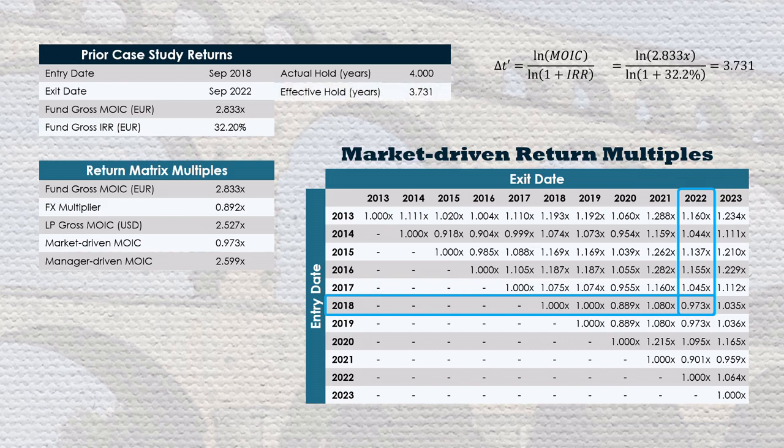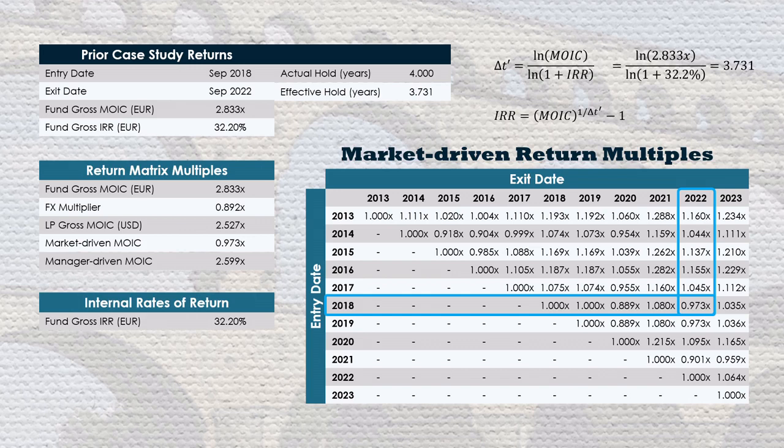The effective hold is a dollar-weighted duration that accounts for all the inflows and outflows that take place during ownership. And you can use it to calculate IRR with a compounded annual growth rate, or CAGR, formula. So the deal's IRR in the fund's currency is 32.2%. The annualized foreign exchange impact is minus 3.02%. The deal's IRR in the LP's currency is therefore lower at 28.21%.